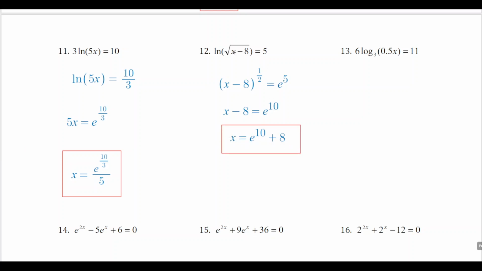Now if I add 8, subtract 8, I'm going to end up with just e to the 10th here, and the square root of that is e to the 5th, and natural log of e to the 5th is 5. All that checks out. So we're good. No domain problems or extraneous solutions here.